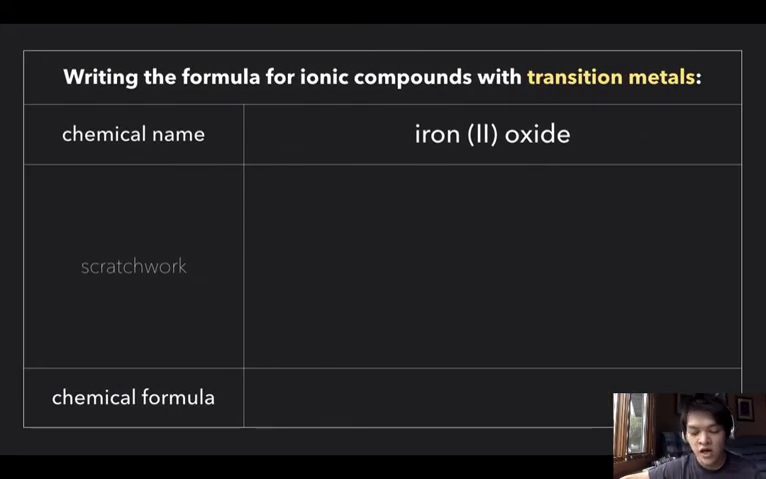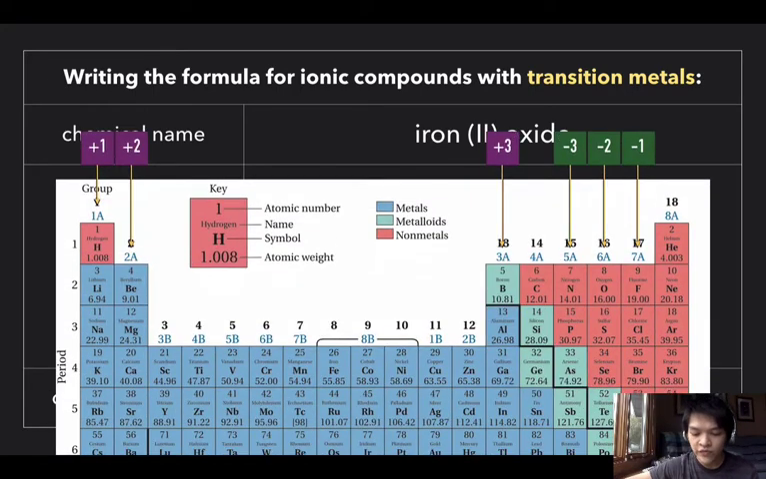In this example, we have iron 2 oxide. So just from the name, iron 2, we should know that iron has a positive 2 charge here. Real simple. Iron has a positive 2 charge. But what's the charge of our oxide ion? So let's take a look at the periodic table. Oxide is right here. So it has a negative 2 charge. Remember that. Oxide has a negative 2 charge.